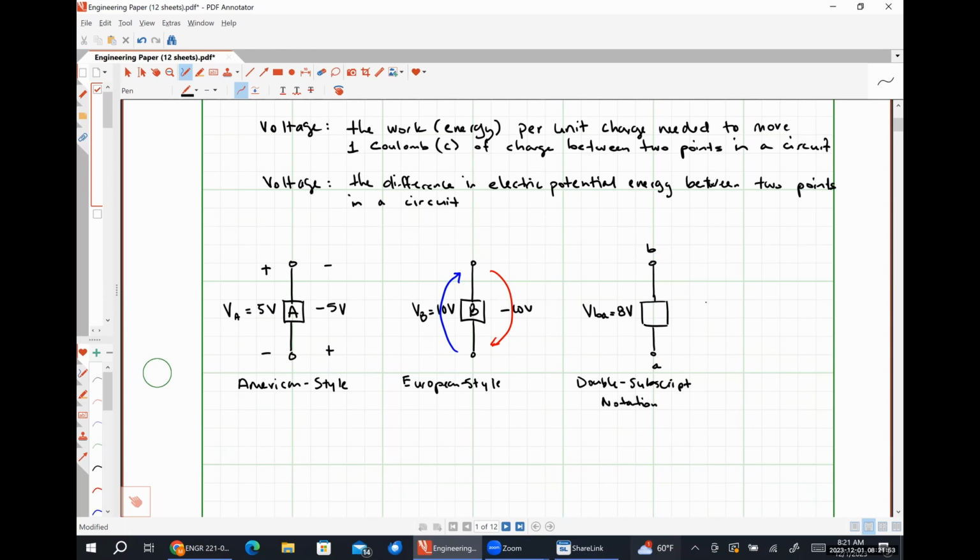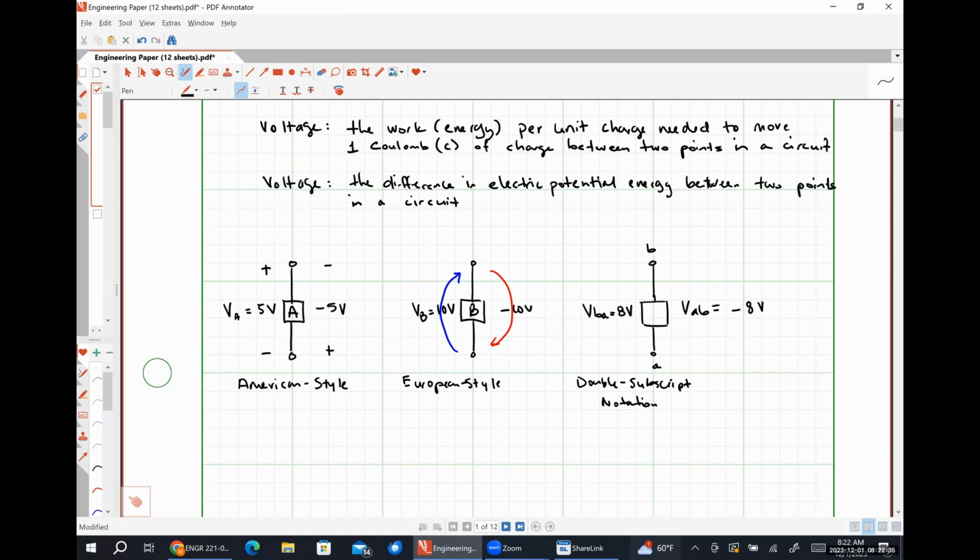If we had VAB, changing the subscripts is the exact same thing as changing the polarity. So this would look like negative 8 volts in magnitude. In this class, we are going to use the American style 99% of the time. And then we're going to use the double subscript notation really when we're applying nodal analysis with the understanding that our reference point is ground or 0. So we're just not going to give it a second subscript. But we'll get to that in 2 weeks' time, roughly.